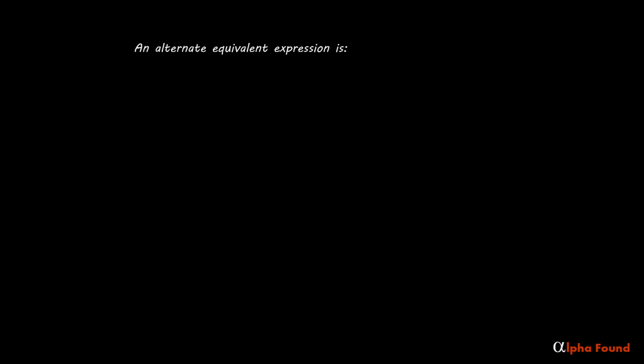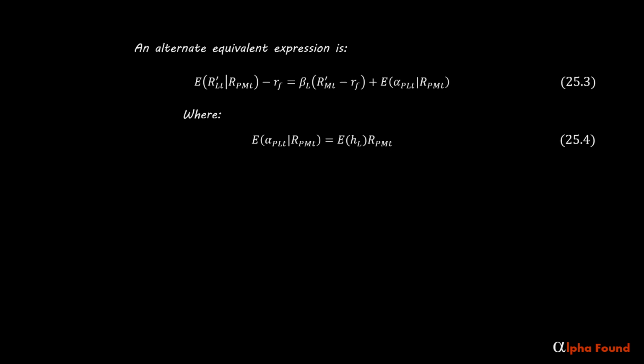An alternate equivalent expression is the expected return of the low CAPM beta portfolio in period t conditioned on the perturbation return minus the risk-free rate equals the ideal beta times the excess return of the market plus the expected perturbation alpha, also conditioned on the market perturbation return. Where the expected perturbation alpha in period t conditioned on the perturbation return of the market in period t equals the expected h times the market perturbation return.